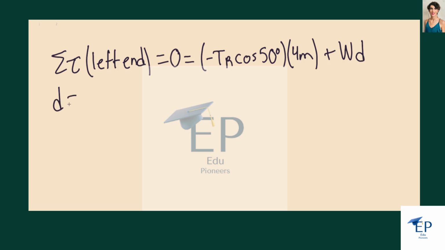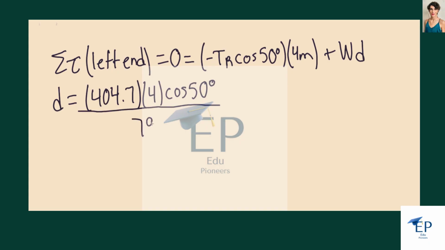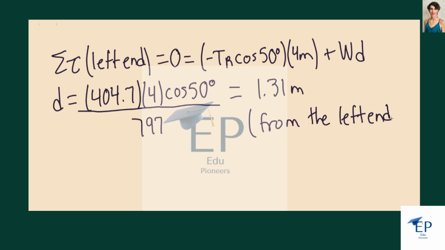So we can say d equals 404.7 times 4 times cosine of 50 degrees divided by 797. And d is equaling 1.31 meters. And this would be from the left end. Again, this is going to be the location of the center of gravity. That is the end of the solution. Thank you for watching.